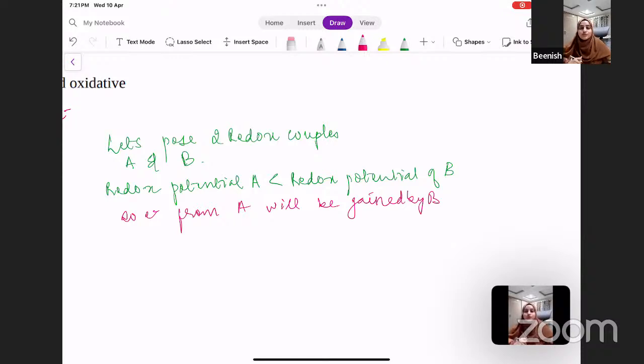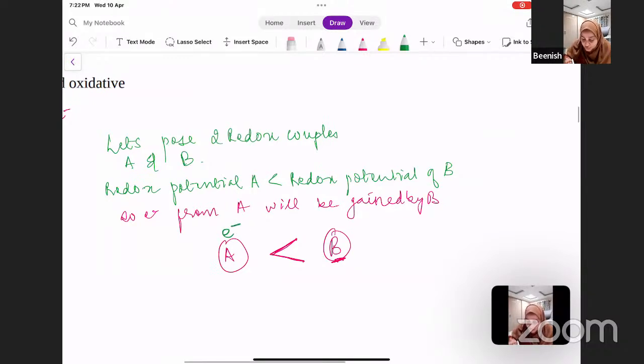Obviously, because I'm saying the redox potential of B is more. And what is redox potential? It is the ability to gain electron. So if this is your A and this is your B redox couple, and I said the redox potential of B is greater than the redox potential of A, then if A has an electron, it will jump from A to B because B has a greater ability to gain electron when compared to A. And this is exactly the principle ETC works on.